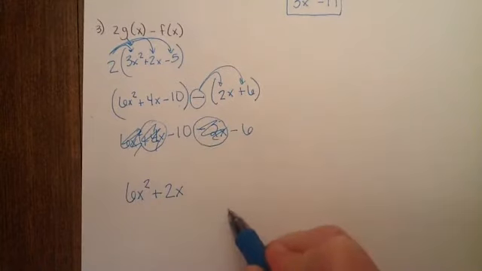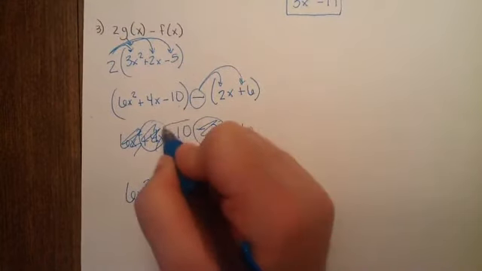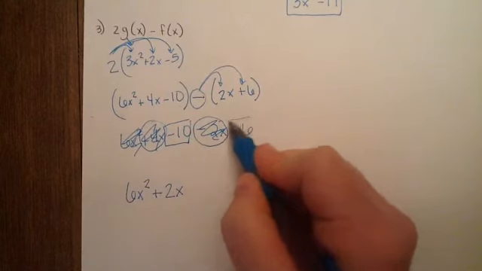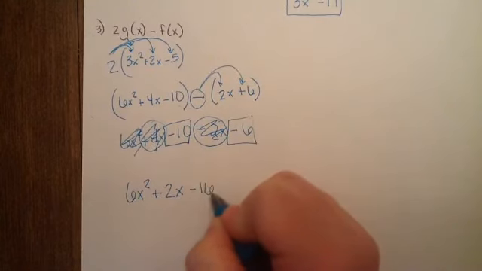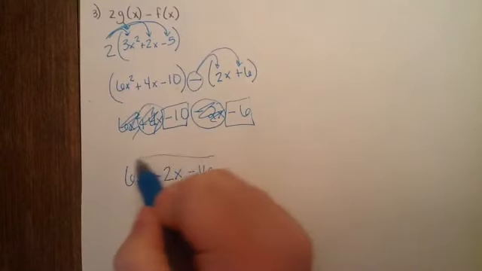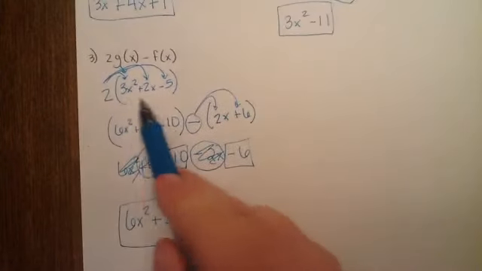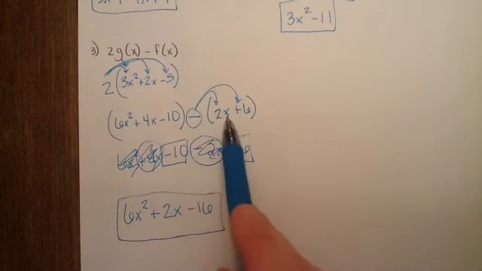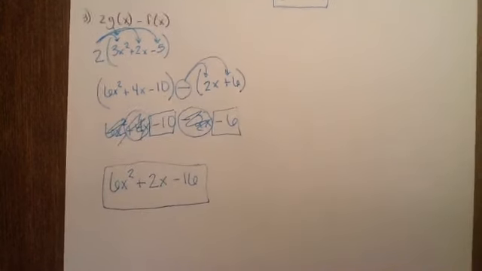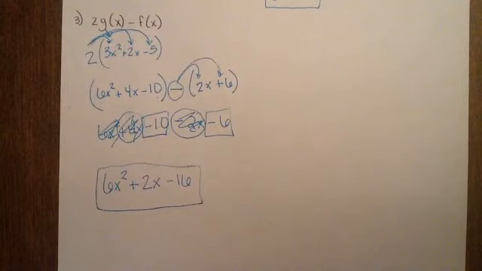And lastly, what did you put together? Negative 10 minus 6 is negative 16. So multiply g of x by 2, then subtract, and make sure you distribute that minus sign to both pieces. Nice job today, mathematicians.